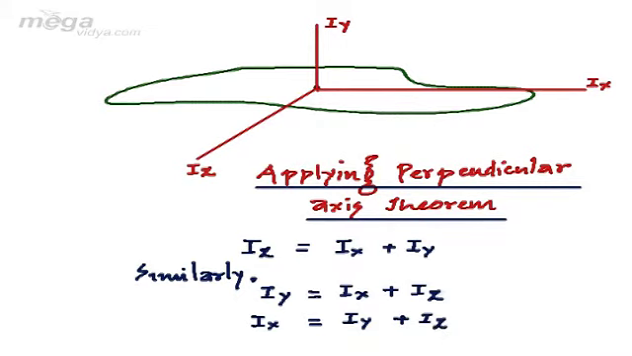We are not going to use any algebraic method. Just the moment of inertia about any perpendicular axis will be the sum of the moments of inertia about the two given axes. We can take some examples.